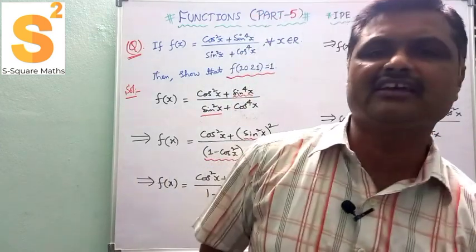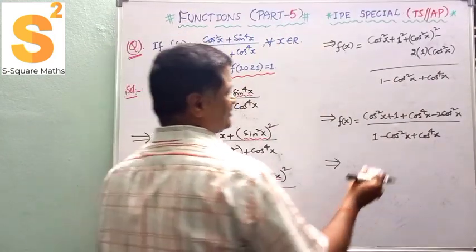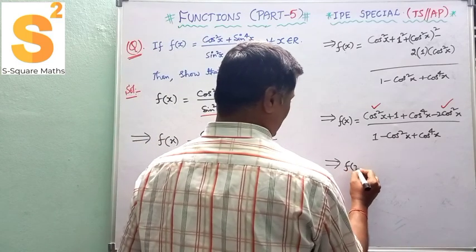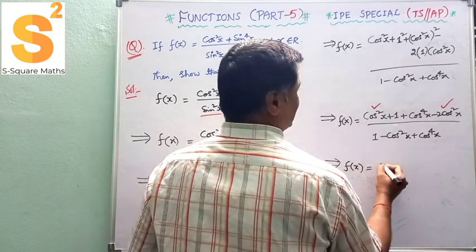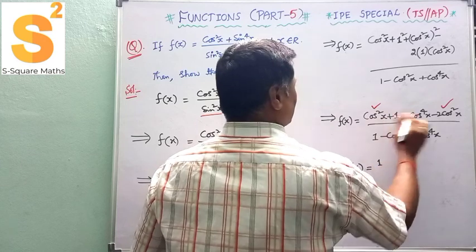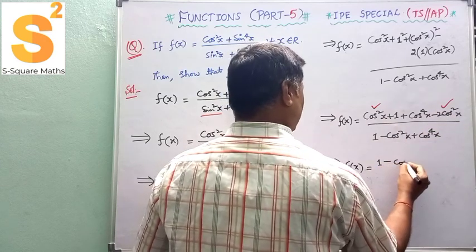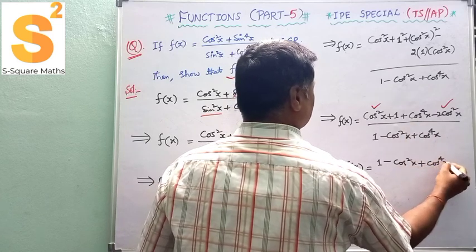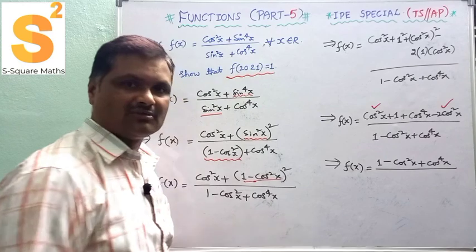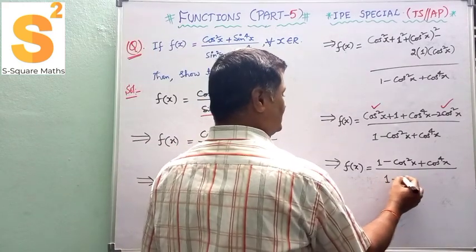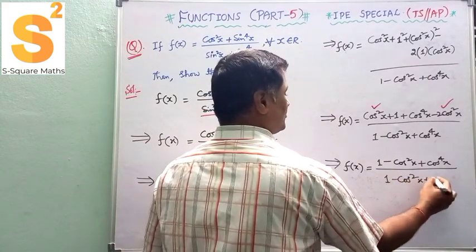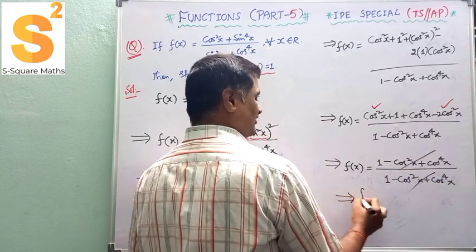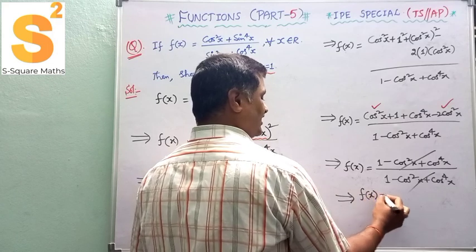If you observe carefully, let us go through the like terms. Cos square x and minus 2 cos square x gives minus cos square x, and the leftover part is cos power 4x, with the same denominator. So in the numerator we get 1 minus cos square x plus cos power 4x, which gets cancelled with the denominator. So f of x is 1.